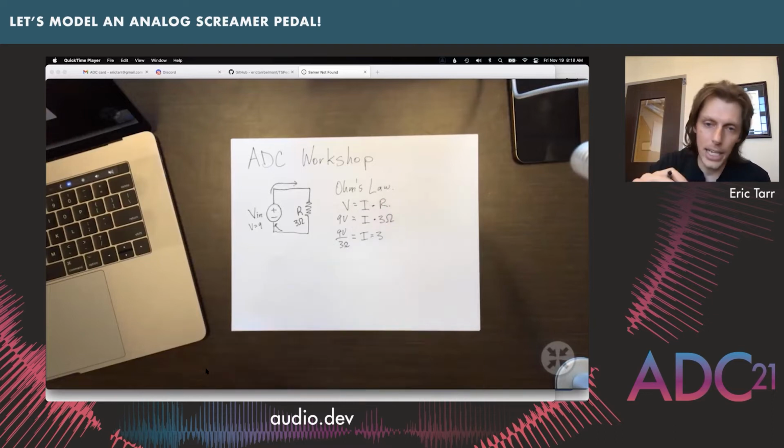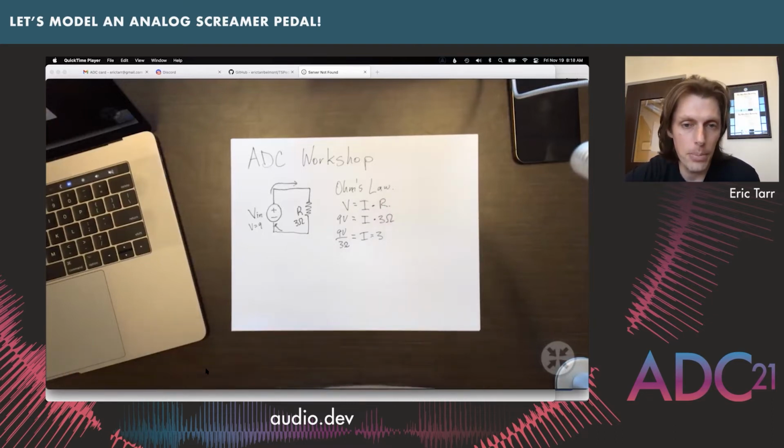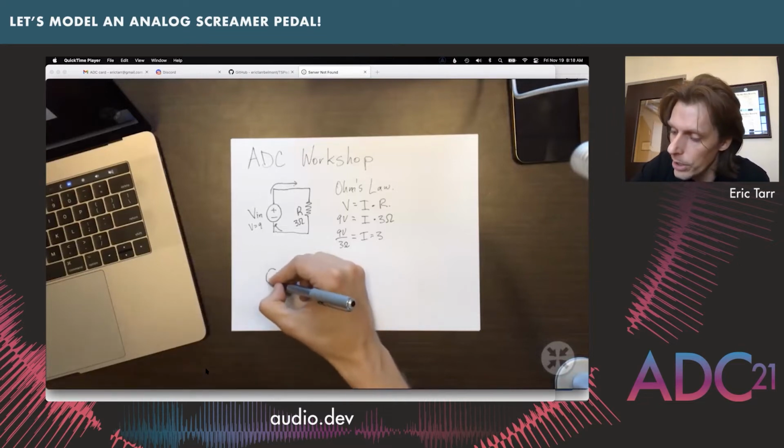I'm going to introduce that there's also another type of source that we could find in a circuit, and that's called a current source, which I'll indicate with a circle and a line through it.